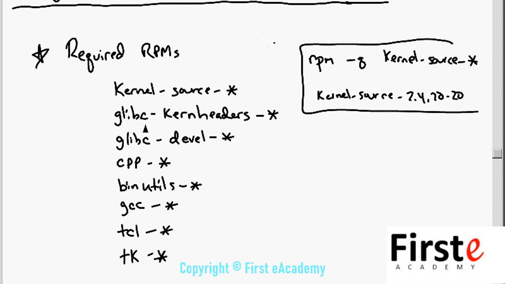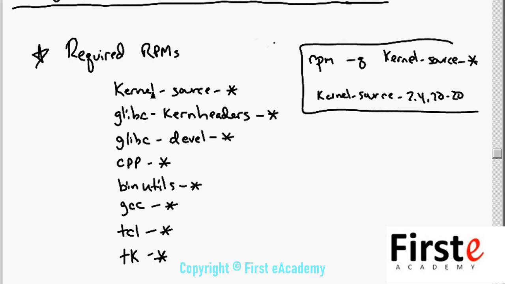glibc has to do with libraries for the kernel headers. This is a development C library. This has to do with a C language preprocessor. Binutils is a set of binary utilities that we're going to need available to us. GCC is the GNU C compiler. TCL and TK, these are both scripting languages that we need to run the particular configuration utility that I'm going to show you how to run in this nugget.